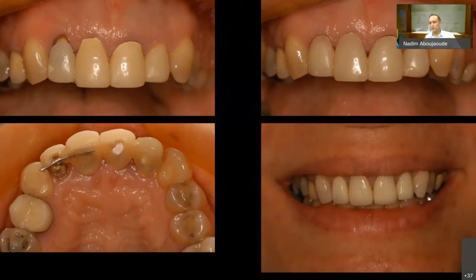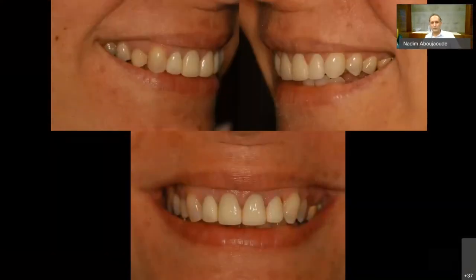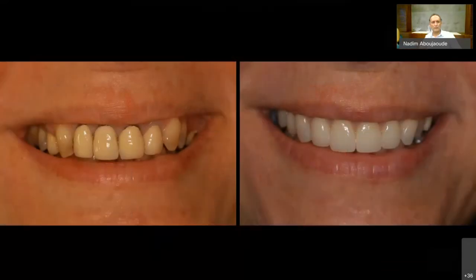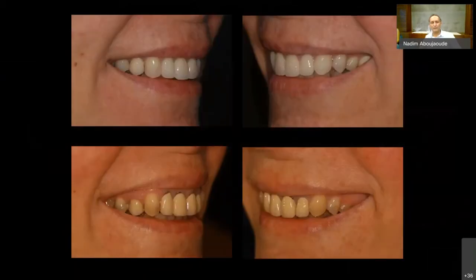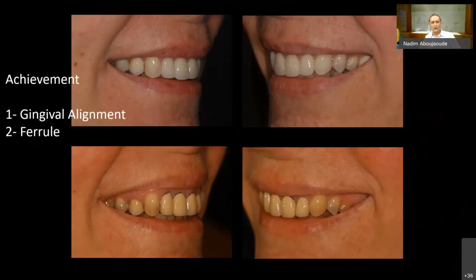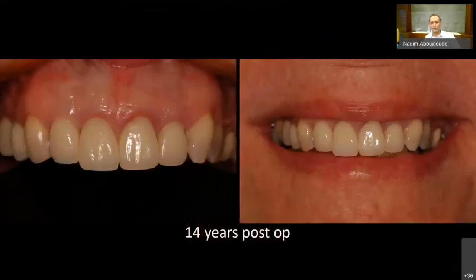And look how we were able to manage her smile. You can see these are the temporaries that are placed. And here are the finals. And you can see that everything went in order without having to do any kind of surgery on this anterior sector. Simply by erupting the teeth, we were able to manage her smile, as you can see before and after. Gingival alignment, ferrule effect that will protect the teeth. And here we have a clinical photo of 14 years post-op, as of today.